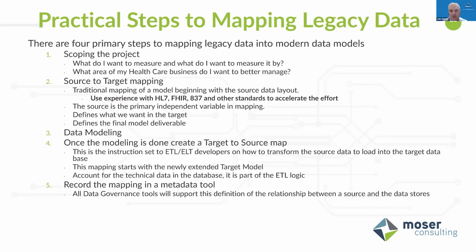The mapping starts with a newly extended target model. My UDMH model has been extended. It's got an extra 10 columns in the patient table. And that accounts for the technical data and it's part of the ETL logic. Then I go and record all of this mapping in the metadata tool. And if I've scoped this rationally, I've accounted for 150 new source columns. Adding even manually 150 terms into a data governance catalog and mapping them to my target database is a fairly trivial exercise. It is critically important.